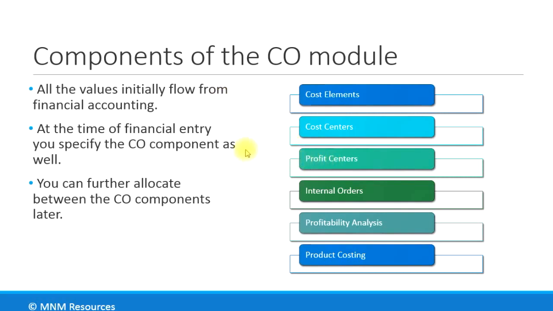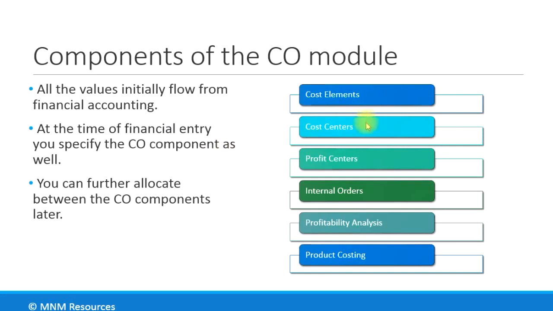And similarly, any other type of expense, you can also post it to internal orders and so on. So at the time of financial entry, because you specified the CO component as well, that is the CO objects over here, the values are flowing directly from financial accounting to management accounting.